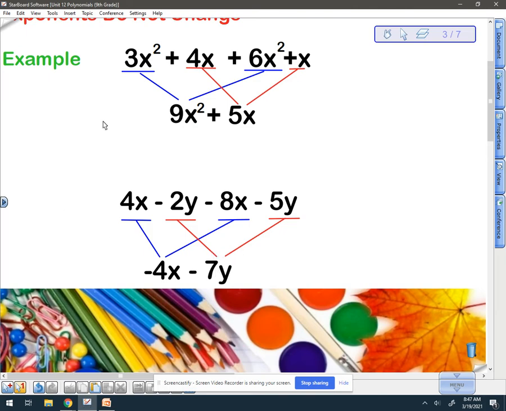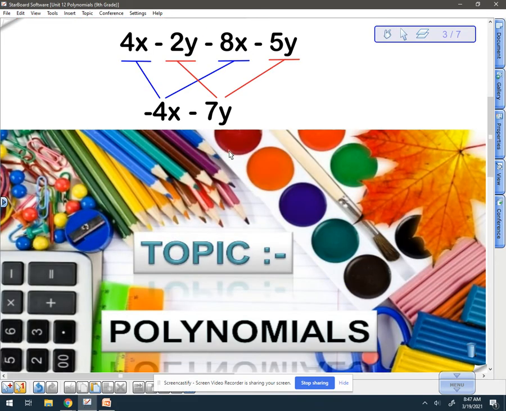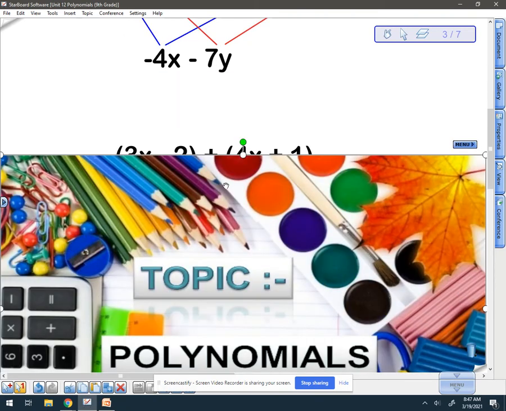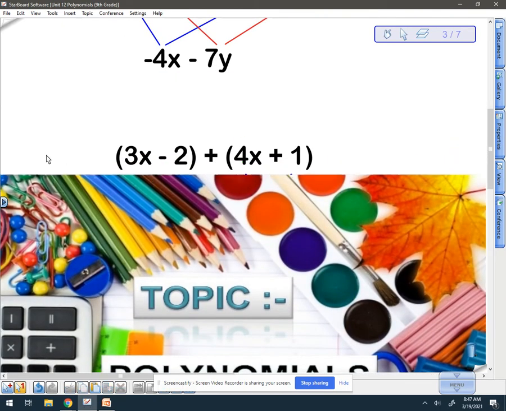All right. Now, getting into the examples, that's more like what you're going to be doing. These are very simple ones. So the ones you're going to do are going to look more like this, where you're going to have either a binomial plus or minus another binomial, or it could be a binomial plus or minus a trinomial.